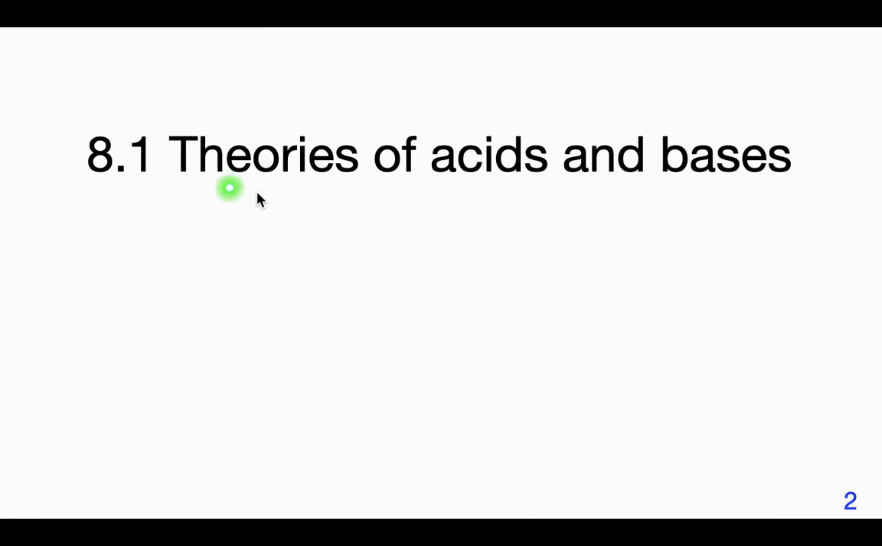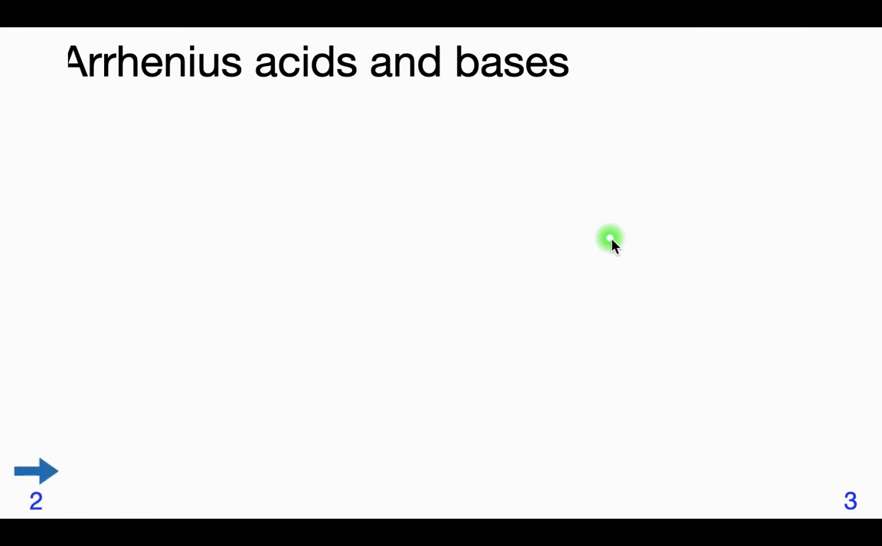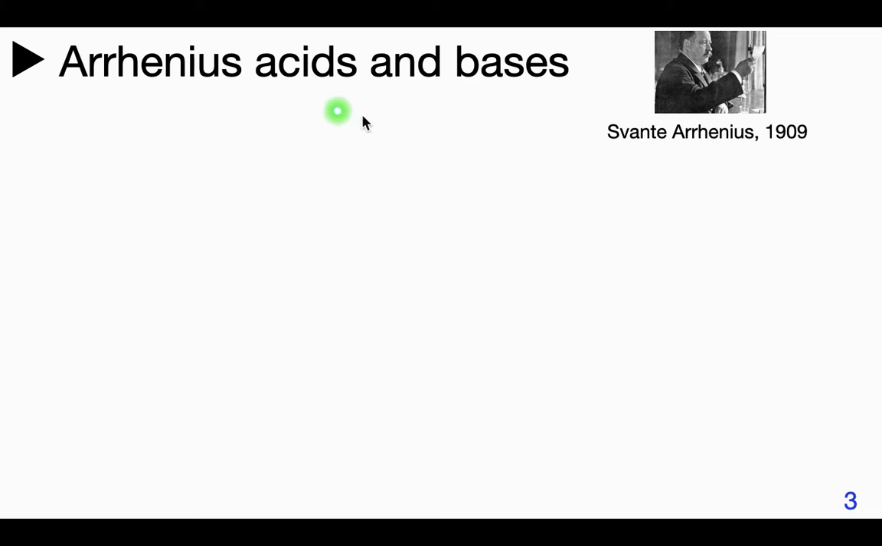Okay, the first topic is theories of acids and bases. Arrhenius acids and bases. This is Svante Arrhenius, 1909. He won the Nobel Prize in chemistry. He's referred to as the father of physical chemistry. He's a pretty big guy in chemistry. It's pronounced Arrhenius. He was Swedish.